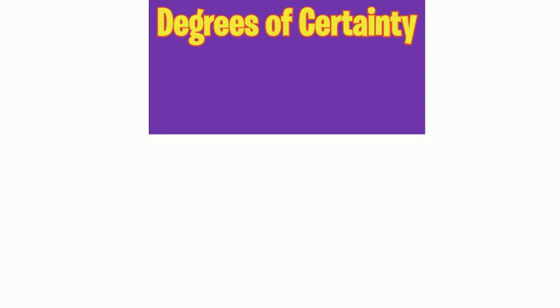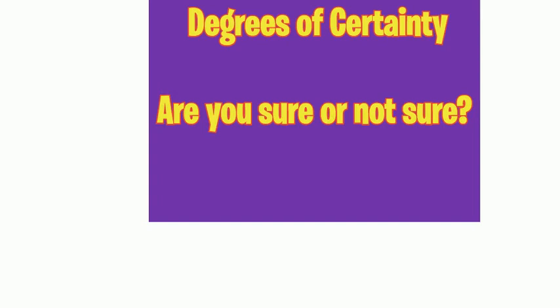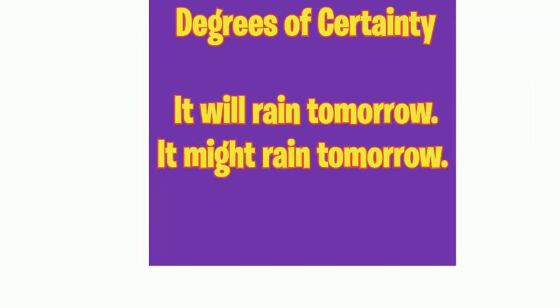Another function of a verb is the degrees of certainty. A question that you can ask yourself is, are you sure or not sure? Let's look at these two sentences. It will rain tomorrow. It might rain tomorrow. It will rain tomorrow tells us that we're pretty certain that it's going to rain. It might rain tomorrow. Might rain tells us that we are uncertain. We are not sure if it's going to rain or not.